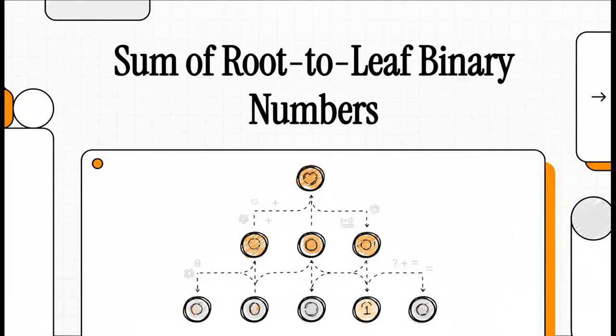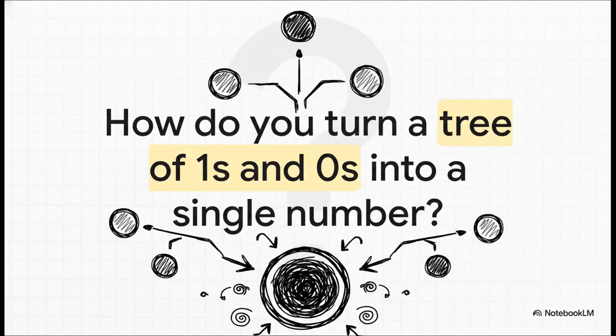Hey everyone, welcome back. Today, we're going to dive into a really fun computer science puzzle. We're going to take a binary tree, one filled with just ones and zeros, and figure out a super elegant way to sum up every single path from the top to the bottom. So, just picture it. You have this tree, and every path from the very top root down to a leaf at the bottom spells out a binary number.